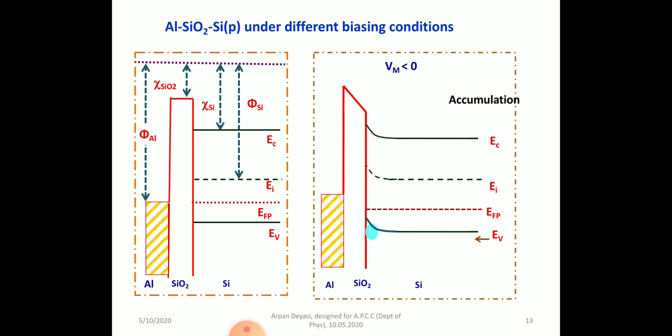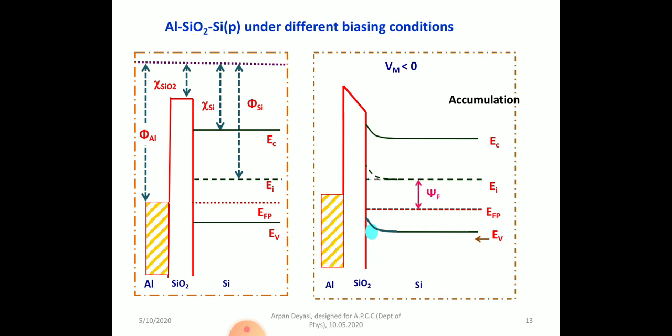Why? Because you are accumulating the majority carriers in the valence band at the semiconductor oxide junction. So if you apply metal voltage negative in an aluminum silicon dioxide silicon P device, then you will get majority carrier accumulation at the oxide semiconductor interface in the valence band of the semiconductor, and that accumulation of the majority carrier causes the phenomenon nomenclatured as accumulation.